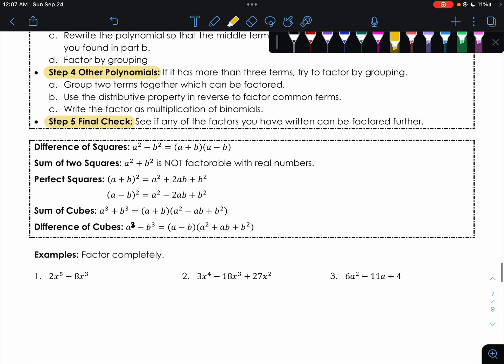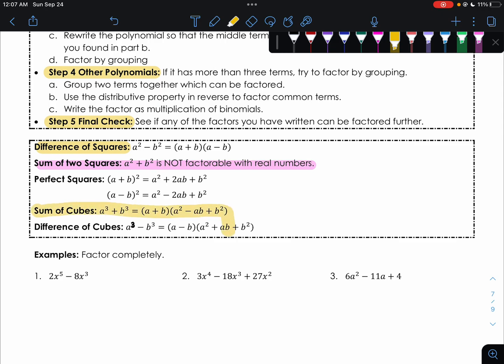So here we have some formulas. Difference of squares is one of the most common ones. Sum of two squares, again, cannot be factorable. So that's what this is saying right here. It can be, but it's not with real numbers. Perfect squares, we don't see too often. I mean, we see them, but they're harder to recognize. So if you don't recognize them, that's fine. You can still factor it like normal.